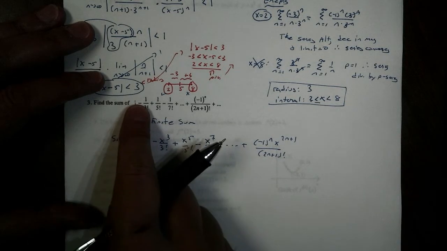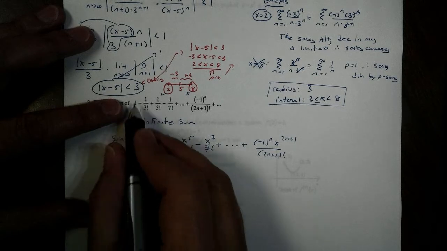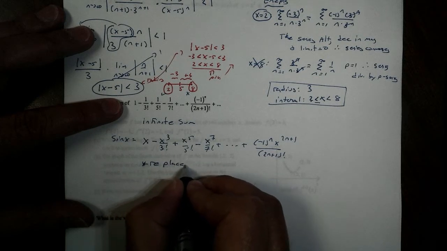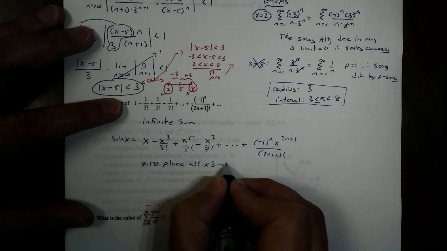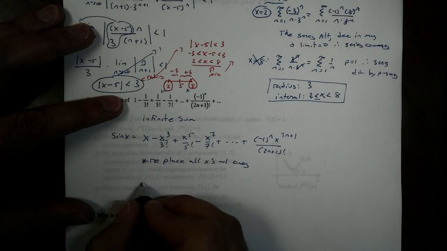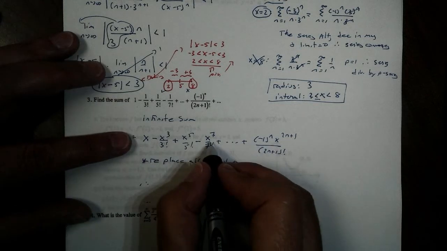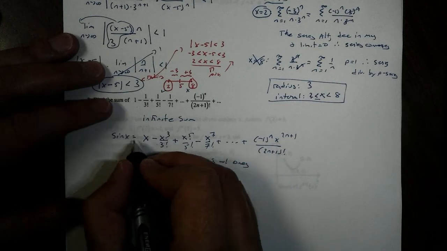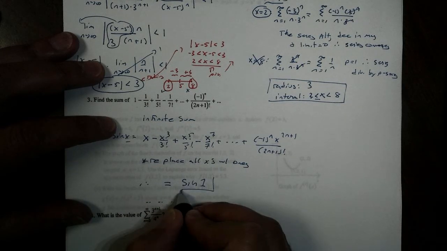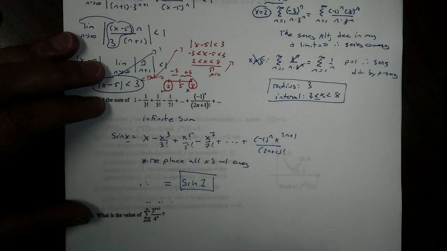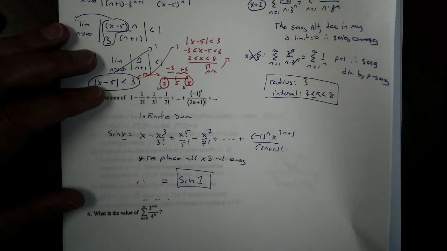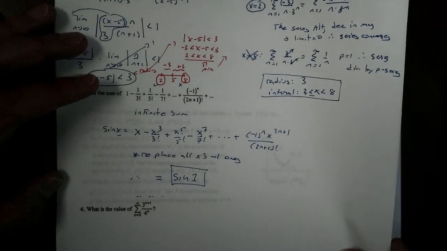So all I do is take a look at what they're doing. They just replaced all the x's with 1s. So that's all we're going to do, we replace all x's with 1s. That's all they did right here. So therefore, if I replace all of my x's with 1 and go backwards, this will just equal sine of 1. And that's it. That's the sine of 1. Pretty easy to do.